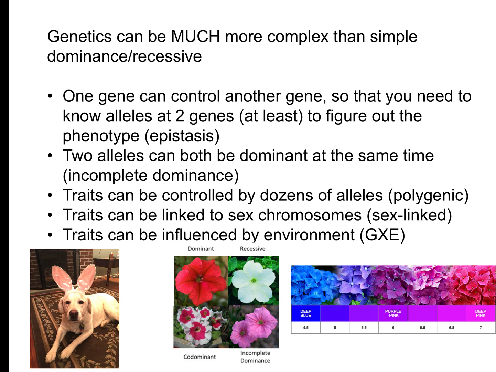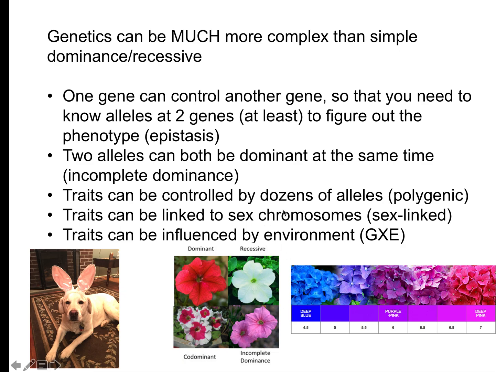We've only given you situations where an allele is either dominant or recessive. You can have two alleles expressed and they're both dominant at the same time. That's called codominance. This can happen in flowers, where you get two colors expressed at the same time, or they're blended. One's called codominance, one's called incomplete dominance.